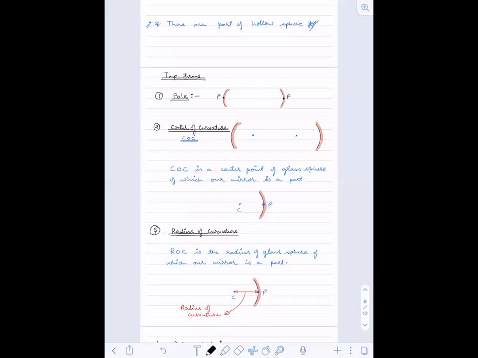First we have to see 4 rules, and then there are 6 cases in concave mirror and 2 cases in convex mirror. So there are a total of 8 cases in your syllabus to study for the formation of image. But before those 8 cases, we have to see the rules. So the next 2 or 3 classes will be very, very important.